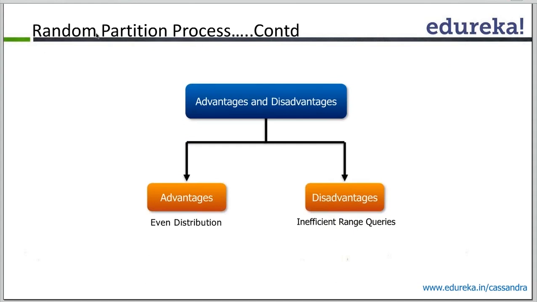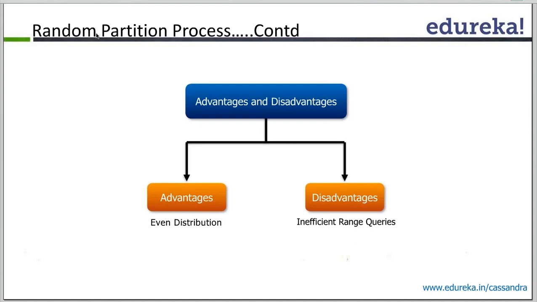Okay, so random partitioning has advantages, naturally even distribution, because the data is evenly balanced inside the cluster. But the disadvantage is inefficient range queries. Say I have 50 keys that I want to write inside the cluster. So you take the first 50 keys and write them one by one. The moment you write your first key, it puts it into the first node. The second key goes to the second node. The third key goes to the third node, etc. So it tries to distribute it in an even manner.